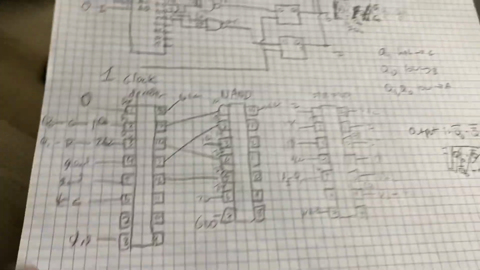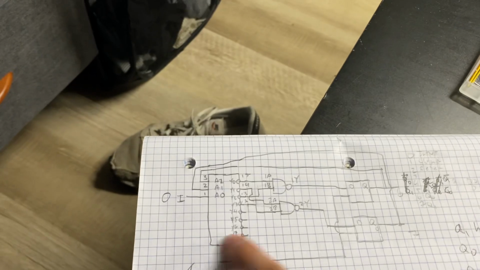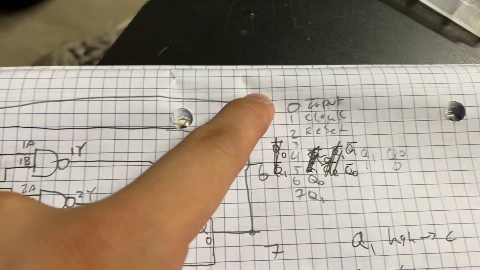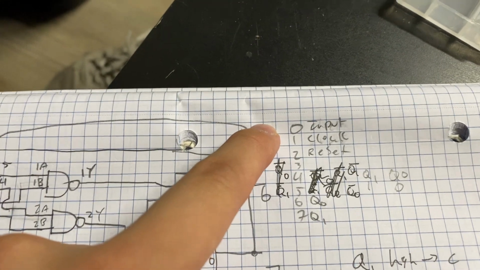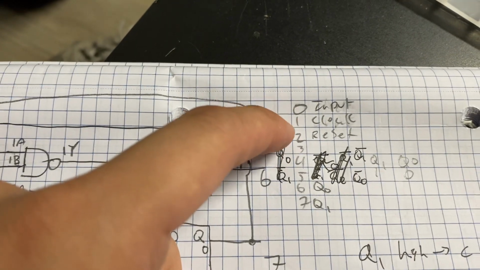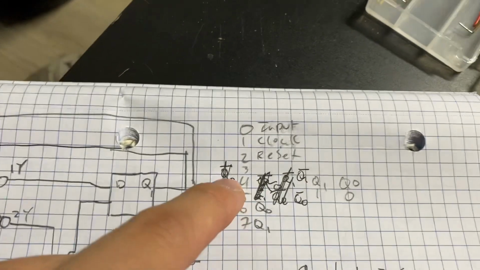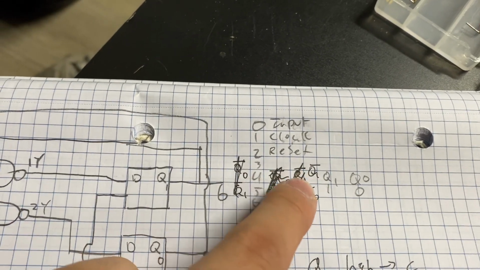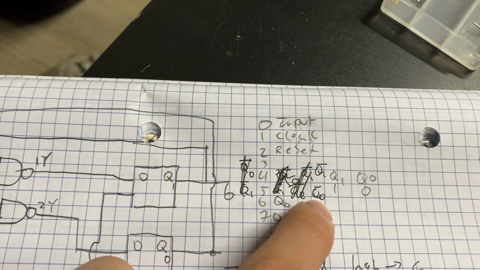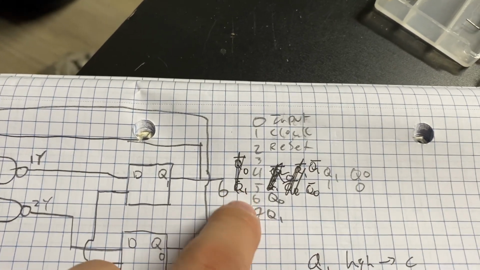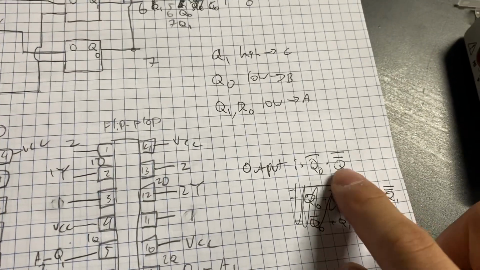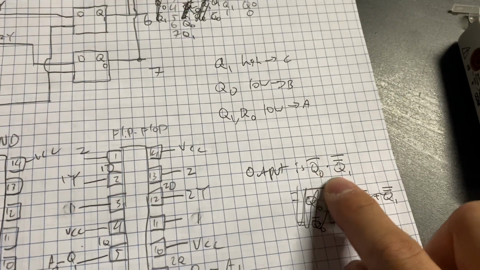And here we have our pins. We have our gate diagram with the pin numbers. And here this is telling us what each of the line states writes or reads. So 0, 1, 2 are input, clock, reset. 4 is going to read Q1 bar. 5 is going to read Q0 bar. 6 and 7 are going to read Q0 and Q1. And so the output is going to be not Q0 and Q1.